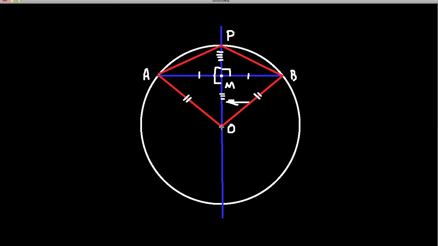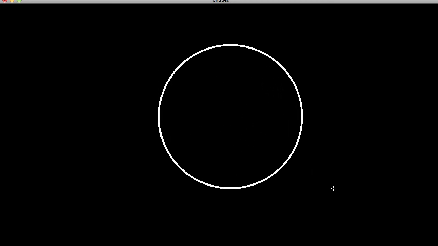Now, that is a pretty interesting result, that the perpendicular bisector of a chord goes through the center of a circle. Because what can we imply from that result? Let me draw another circle. Okay, here's another circle. And I will draw any chord. Let's say I draw this chord here. I'm going to draw another chord. Let's say this chord here, like that.